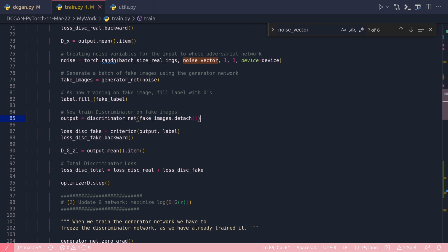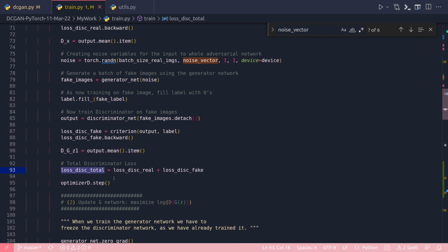And now after this output, I am ready to calculate the loss from the fake images. That's this line, loss discriminator fake, using the same criterion, that is a loss function which will be BCE loss. To that I'm passing output and label, that is the predicted ones and the ground truth. And obviously after that again the backward propagation. And this line again is just for keeping a log of my calculation so that I can print it while running the train method.